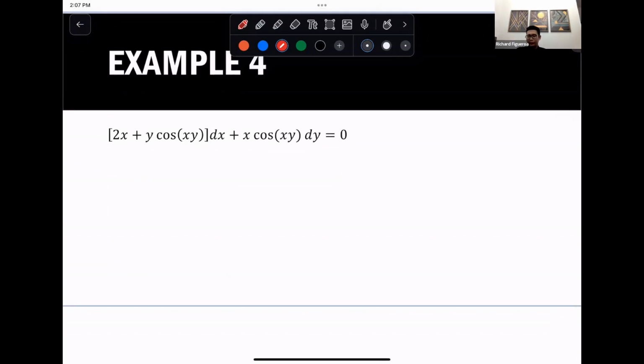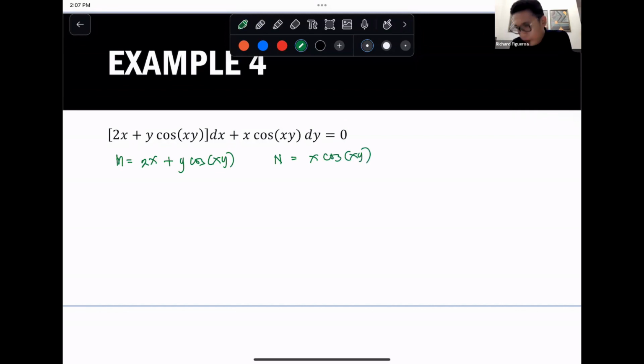Okay, another one. So (2x plus y cosine xy) dx plus x cosine xy dy is equal to 0. M natin is 2x plus y cosine xy. N natin is x cosine xy.